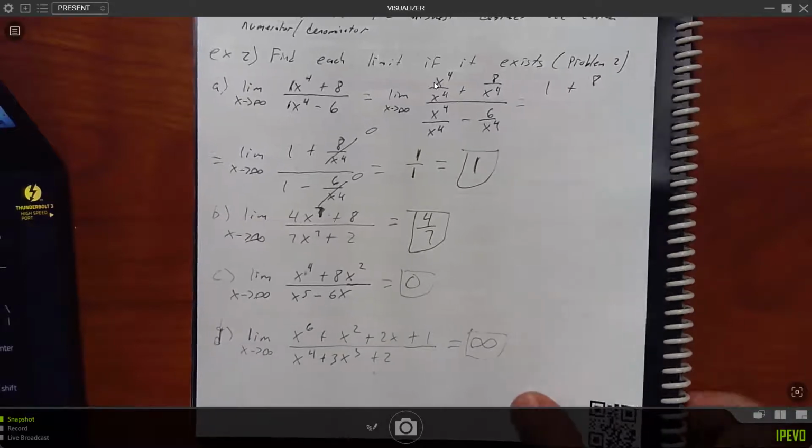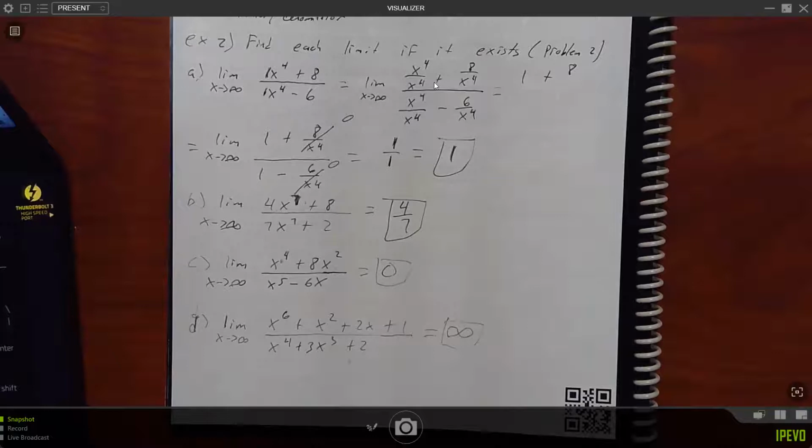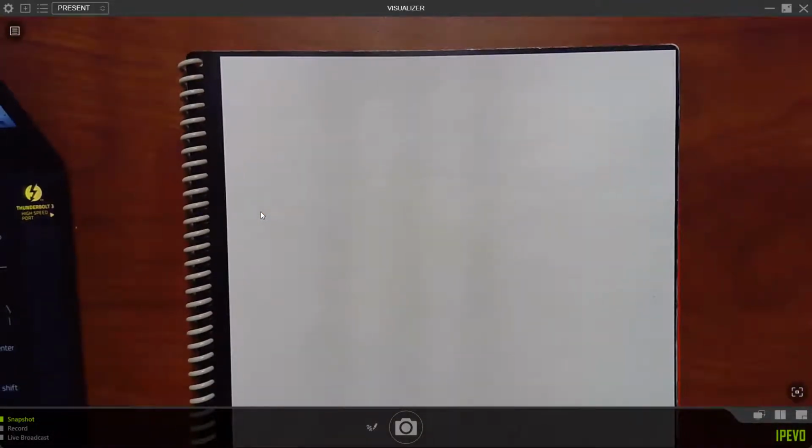Okay. Guess cool on this page? Okay. Next example.